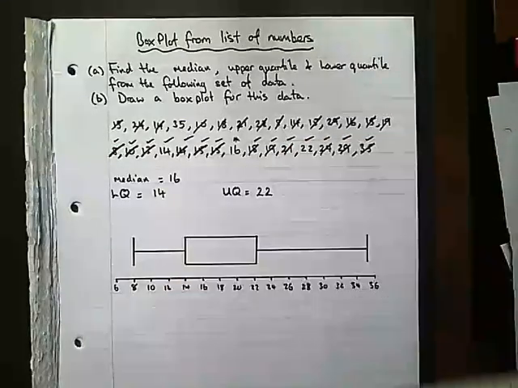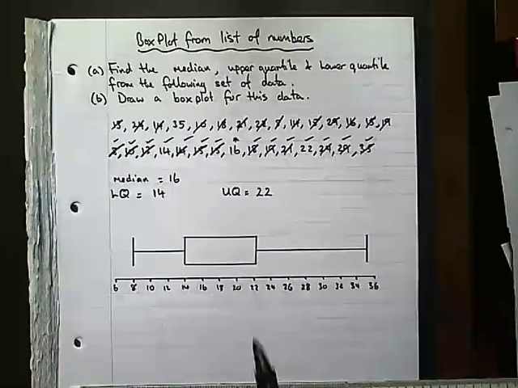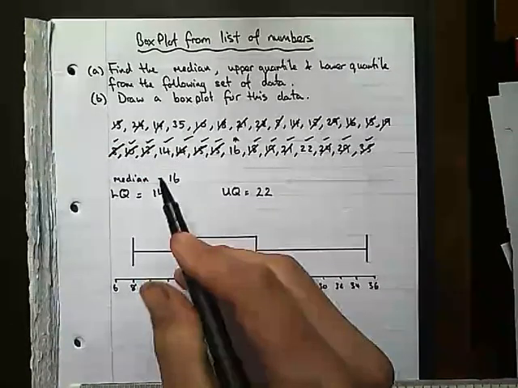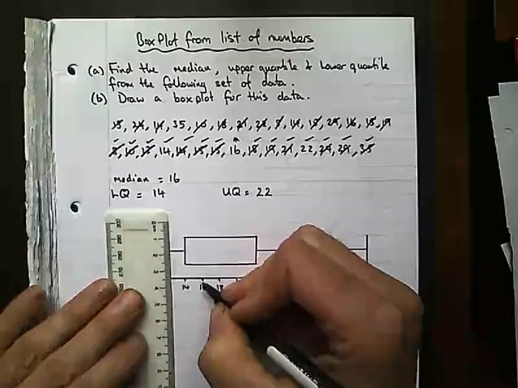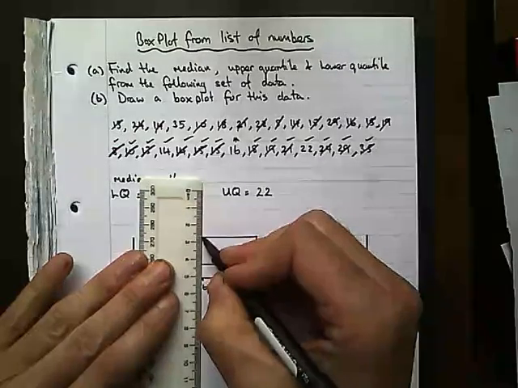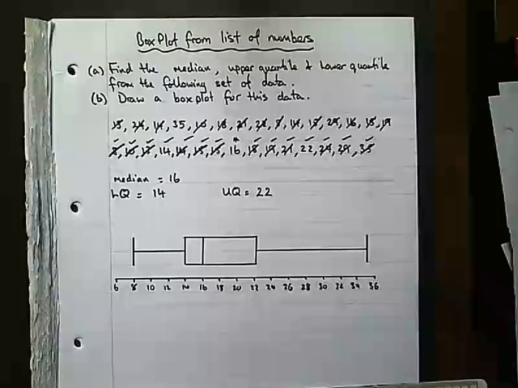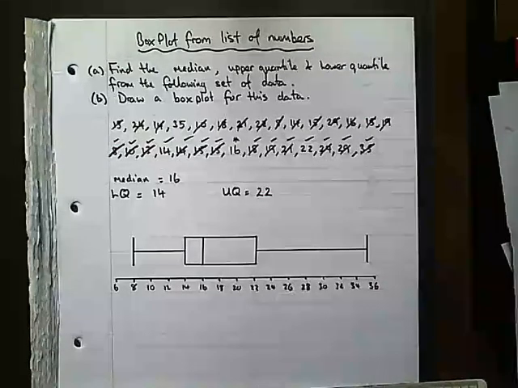And then the only thing we haven't put in there, which we need to put in there, is the median. And the median goes inside the box. So the median is 16. 16 is here, so the median line goes there. And that is a box and whisker plot, okay, from a list of numbers.